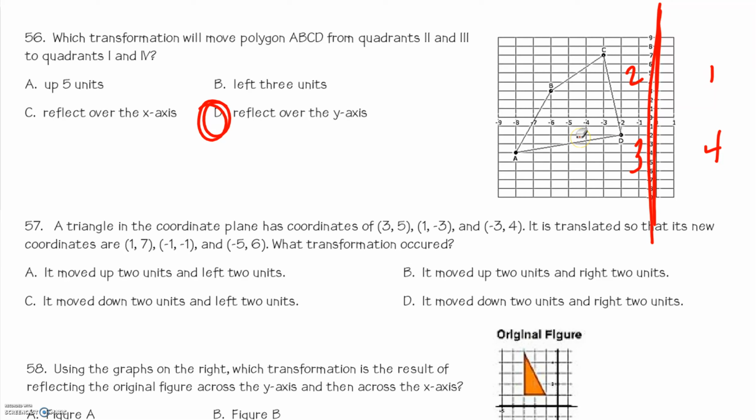Left 3 units sends it the wrong way. Up 5 units does me no good, and the x-axis doesn't work.